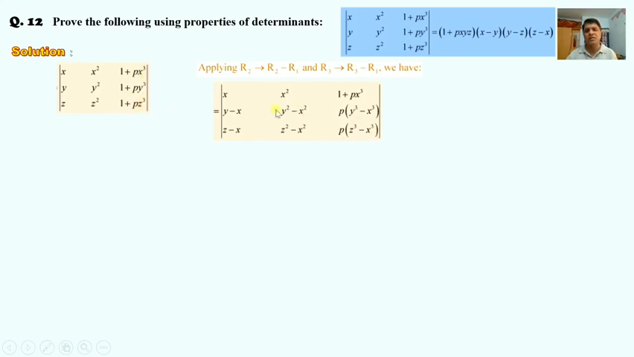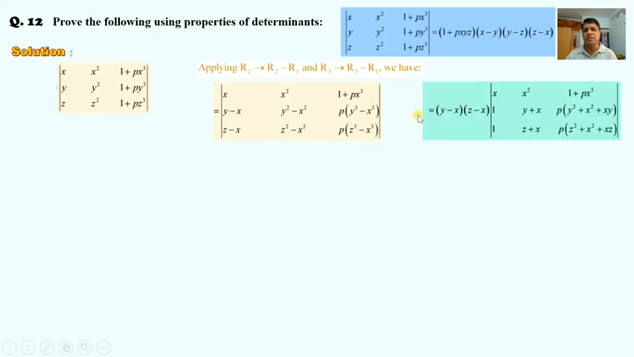Now look at this second row and third row. Here y minus x, here also y minus x, since a square minus b square can be written as a plus b into a minus b. So y plus x into y minus x. And here, look, this is y cube minus x cube. That means a cube minus b cube, what is that? a minus b into a square plus b square plus ab. So that identity we will use here as well as here also.